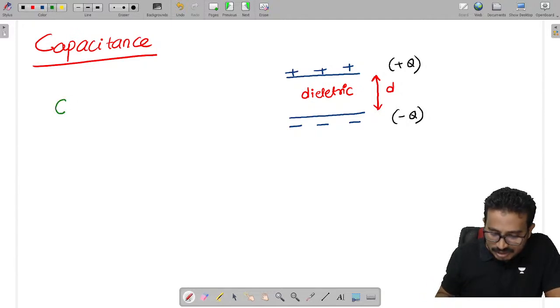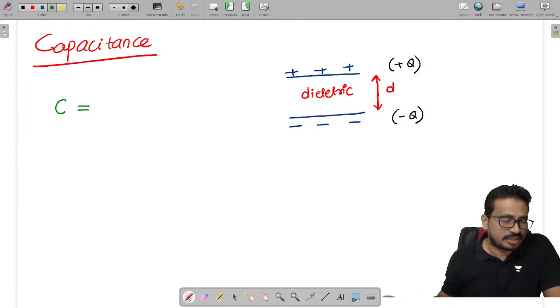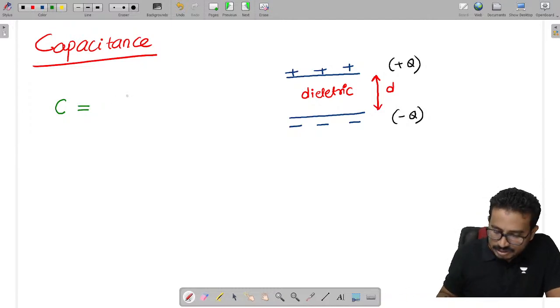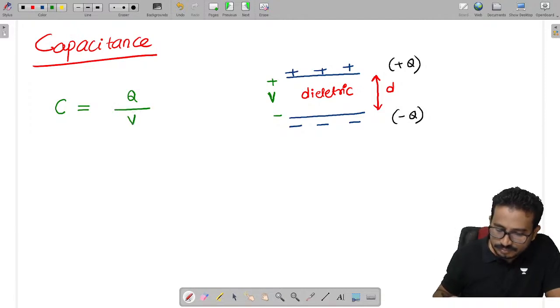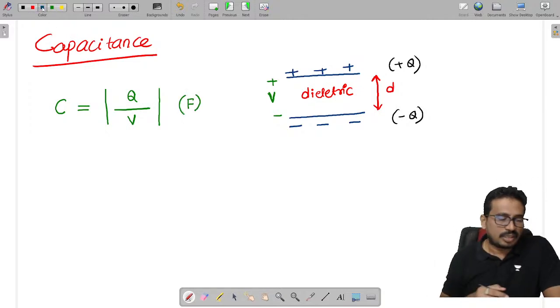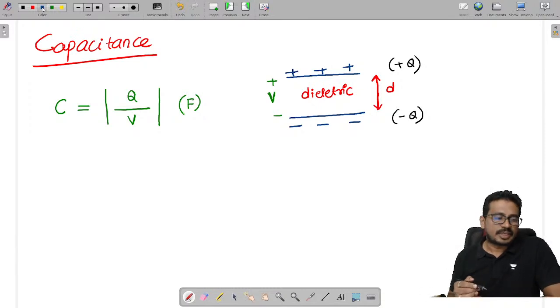Now the capacitance of this capacitive system is given as the ratio between the charge on any one of the plates and the potential difference between these two. I am calling that potential difference V, with the magnitude mod taken. This is the capacitance of the capacitive system.